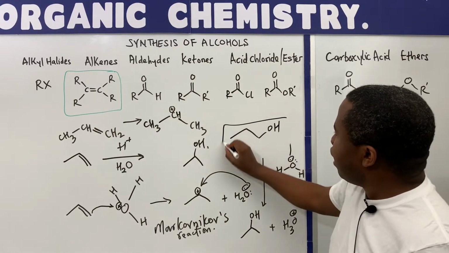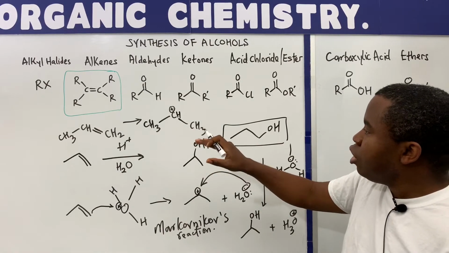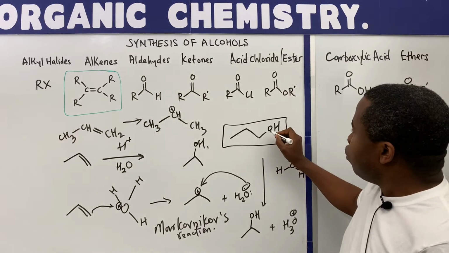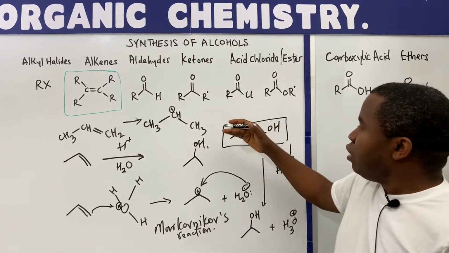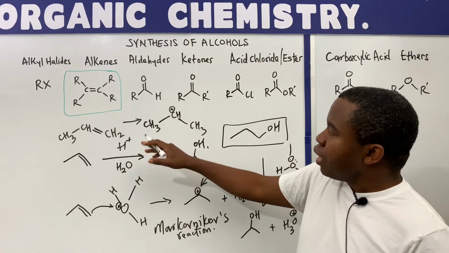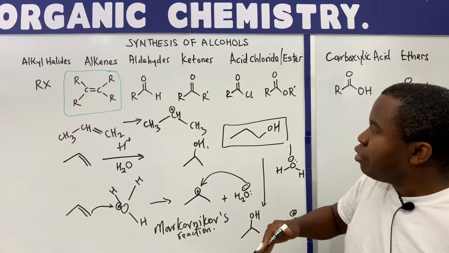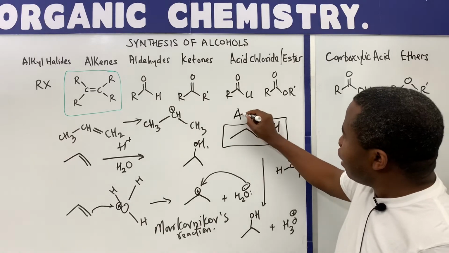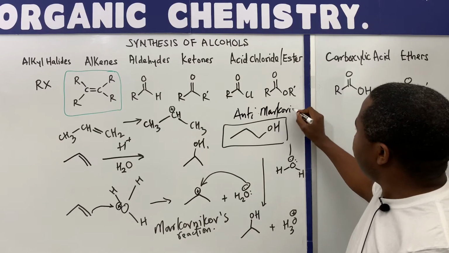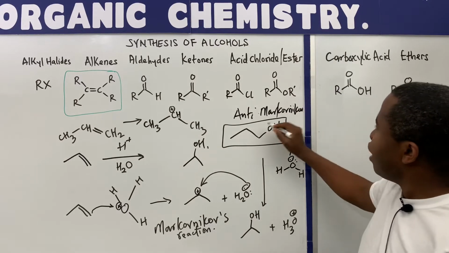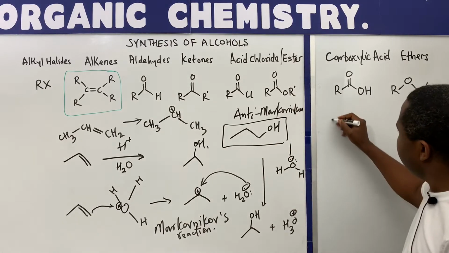So in this kind of reaction, whereby we have the addition reaction across the alkene double bond, and then we have the OH coming to the carbon atom that is carrying the higher number of hydrogen atoms, or we say that the hydrogen atom is going to the carbon atom that has the lesser number of hydrogen atoms, we call this one anti-Markovnikov's addition. And for anti-Markovnikov, the conditions are peroxide.